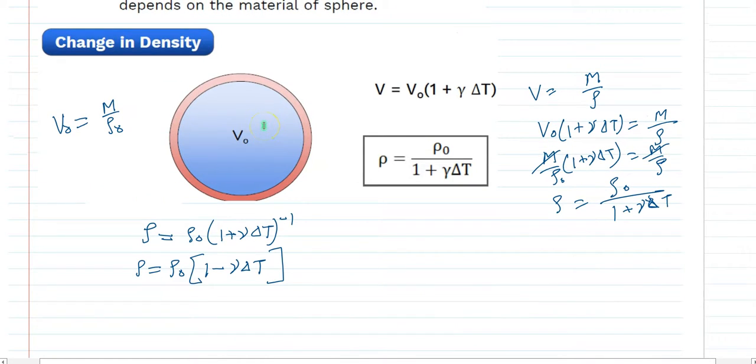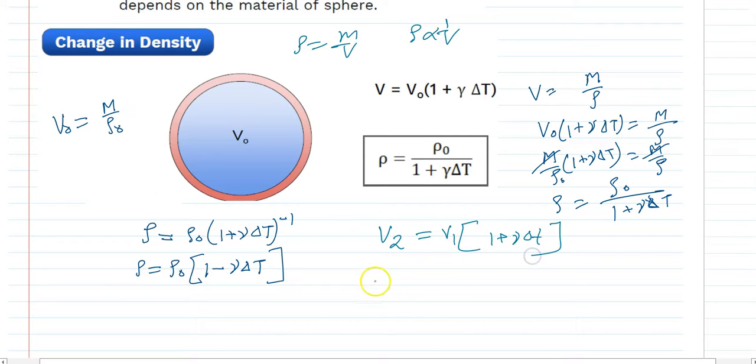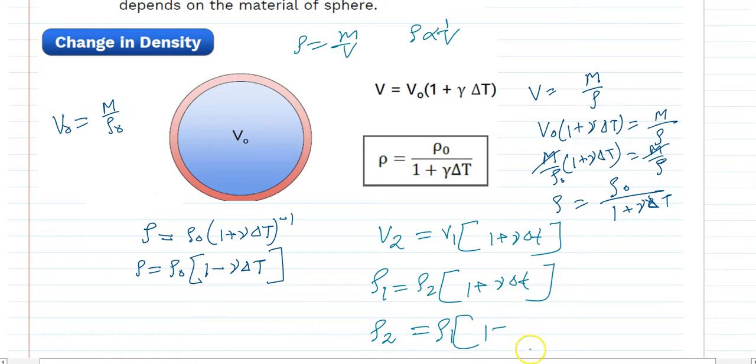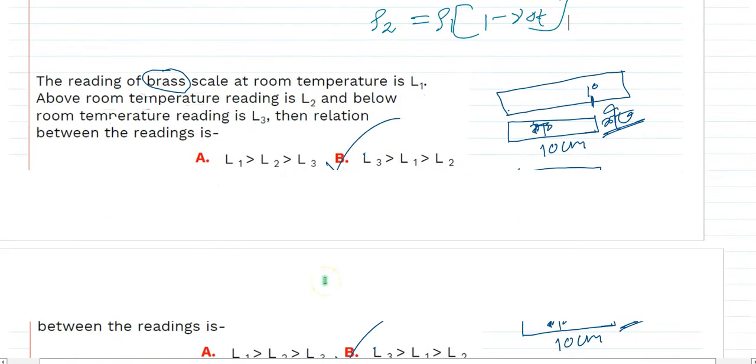Change in density. Density we know, rho equals m by V, and as m is constant, rho is proportional to 1 by V. So if we increase, V2 will be V1 into 1 plus gamma delta T, we know. But if I put density, then rho 1 will be rho 2 into 1 plus gamma delta T. For solid and liquid we can write rho 2 equals rho 1 into 1 minus gamma delta T. Okay, this will be the change in density.